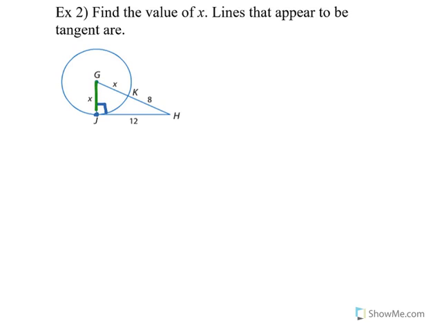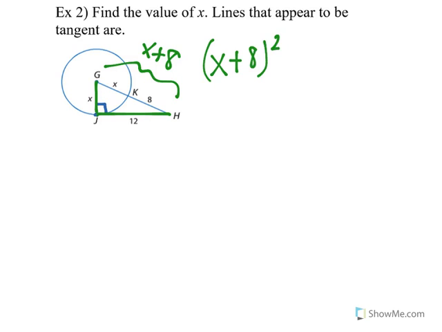Our side lengths of a right triangle are x, 12, and if you do the math, just like the last one, x plus 8. So let's use the Pythagorean theorem. So we have our hypotenuse, x plus 8 squared, is equal to a squared plus b squared, x squared plus 12 squared. Make sure you are putting x plus 8 in parentheses. That is your hypotenuse. That needs to be squared.